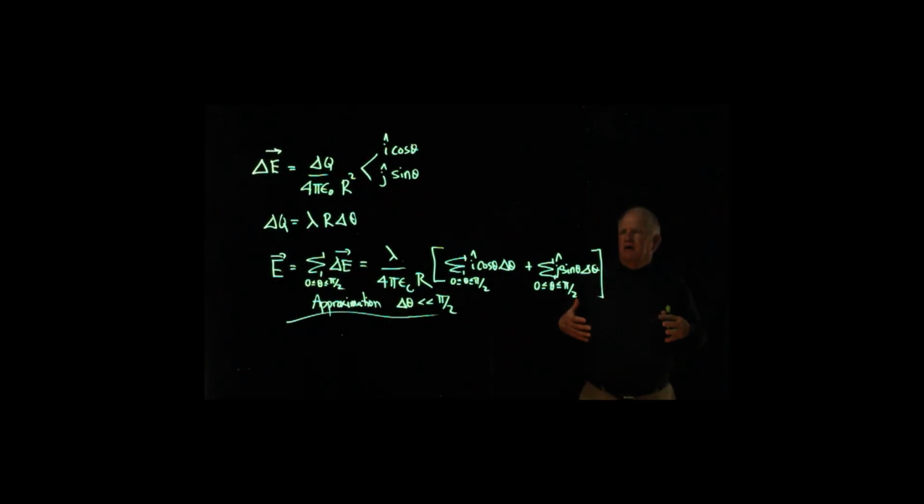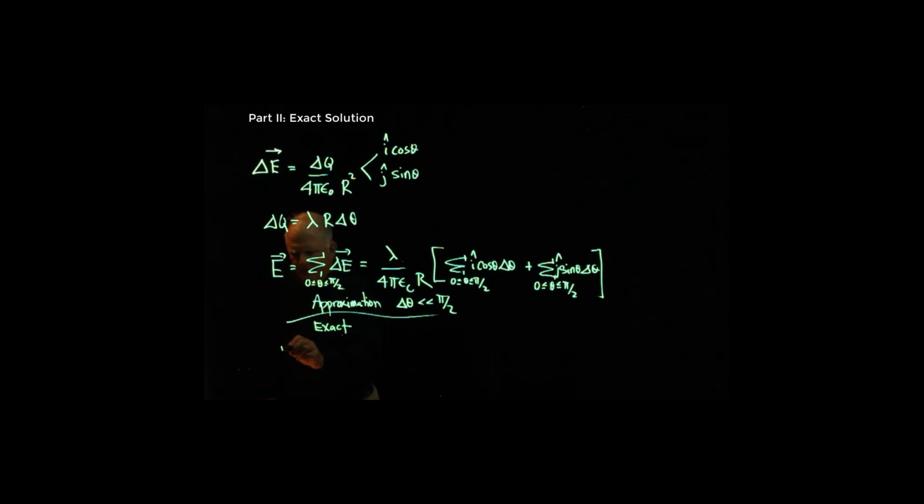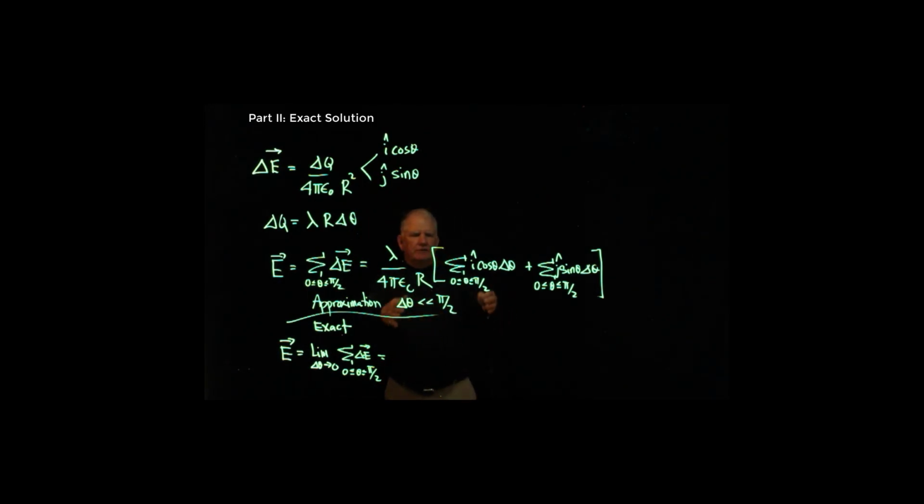All right, so back again now for part two. In part two, all we're going to do is say that we can get an exact solution if we go to a limit where delta theta goes to 0 of this expression right here, delta E hat 0 theta pi over 2. And in that limit, these Riemann sums turn into integrals.